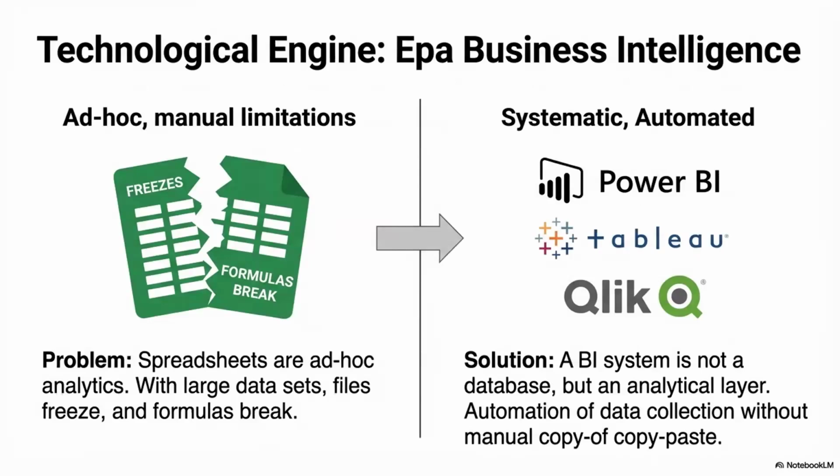To move to a fundamentally new level of management, corporations implement business intelligence, or BI, systems. The most popular solutions on the market are Microsoft Power BI, Tableau, and Qlik Sense. It is important to clearly understand the architecture. A BI system is not a database and not an accounting program. It is a powerful, intelligent superstructure, an analytical layer that connects to the company's existing databases. The greatest value of such systems lies in their ability to overcome so-called information silos.